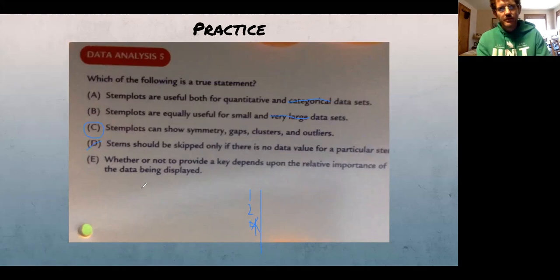And whether or not to provide a key depends on the relative importance. No, you always need to provide a key. So the answer is C here, and that's what about half of you were able to get. So let's look at another one.